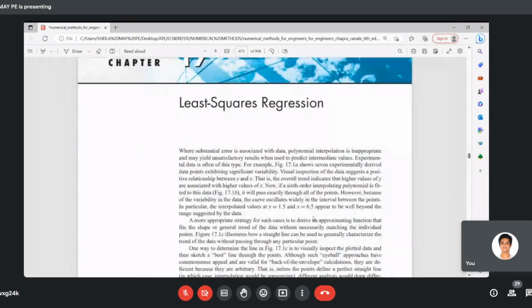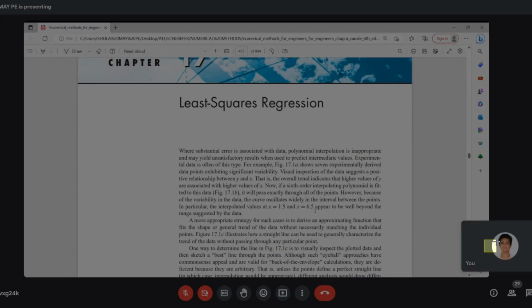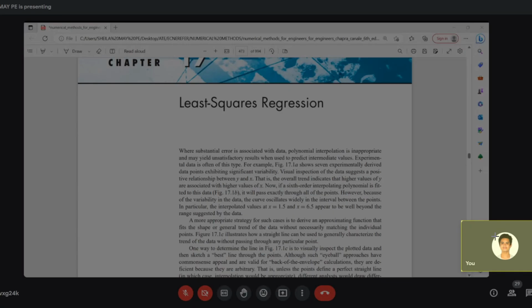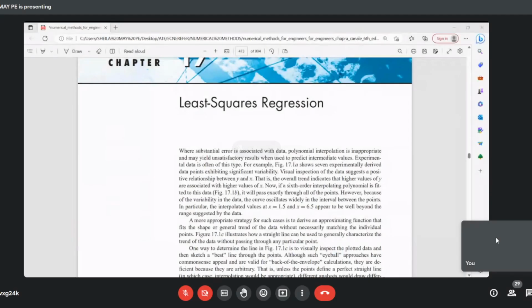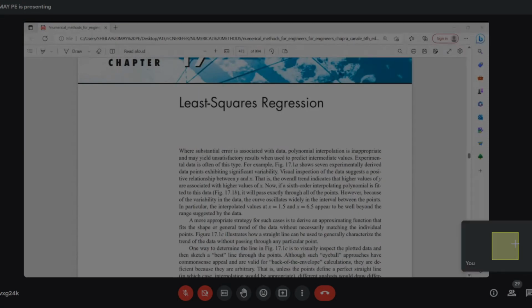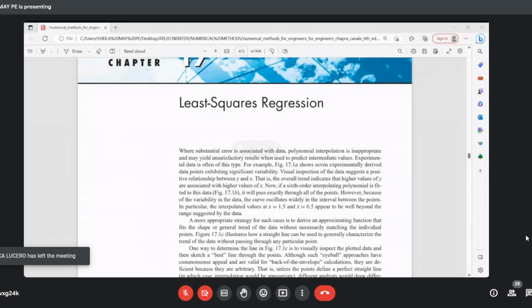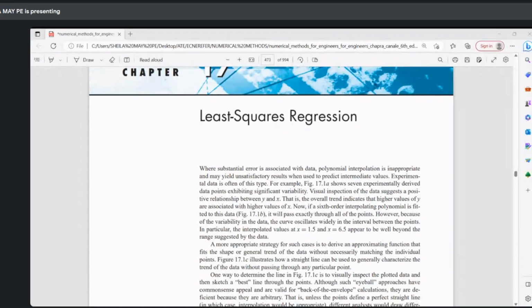Okay. So we will be discussing least square regression for today. So, by the way, what is least square regression? Least square regression, class, is a method. It is a mathematical technique wherein it allows the analyst to determine the best way of fitting a curve on top of a chart of data points. It is a statistical procedure to find the best fit for a set of data points by minimizing the sum of the offsets or residuals of points from the plotted curve.